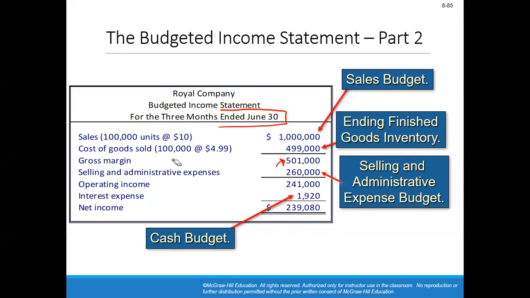Okay. Alternatively, you can look at the finished goods inventory value, and if you subtract the finished goods inventory value, you can come up with the cost of goods sold. And the difference between the sales and cost of goods sold is the gross margin. And we already have worked with the sales and general administrative expenses, where we see the cash outlay is 260,000. And after subtracting this, we have the operating income.